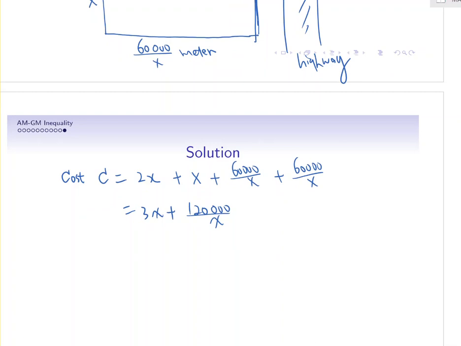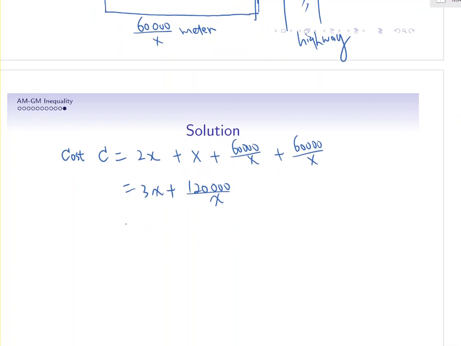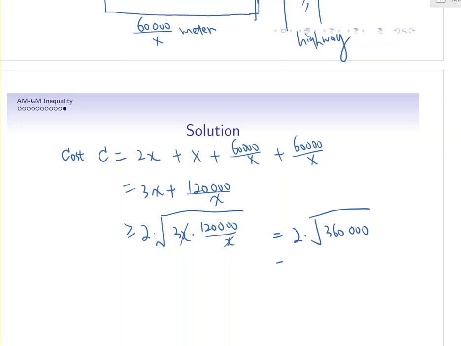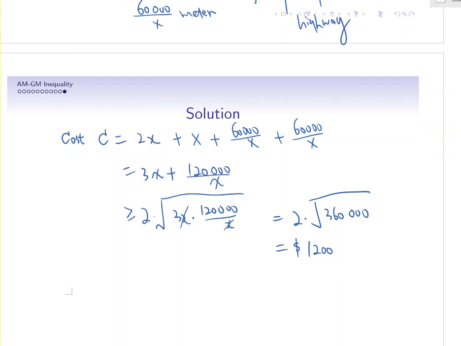Based on AM-GM inequality, the sum of these two terms will be greater than or equal to 2 times the square root of the product of them, which turns out to be 2 times the square root of, notice these two x can cancel with each other, I would have 360,000, which turns out to be $1,200 in total. So apparently the minimum cost for the farmer to build a fence will be $1,200.